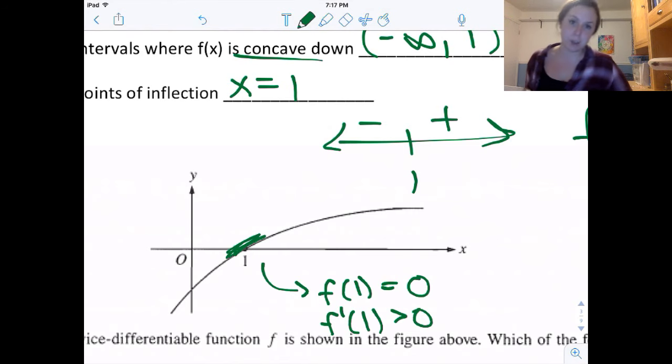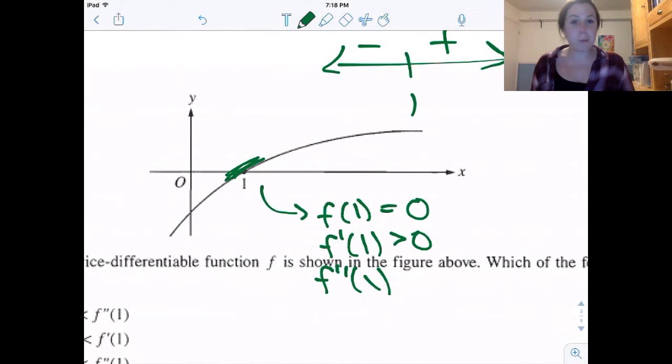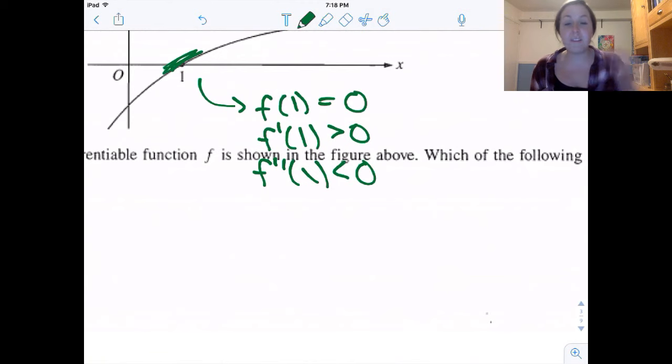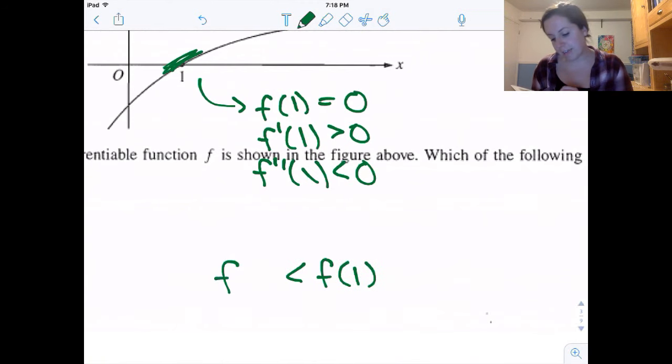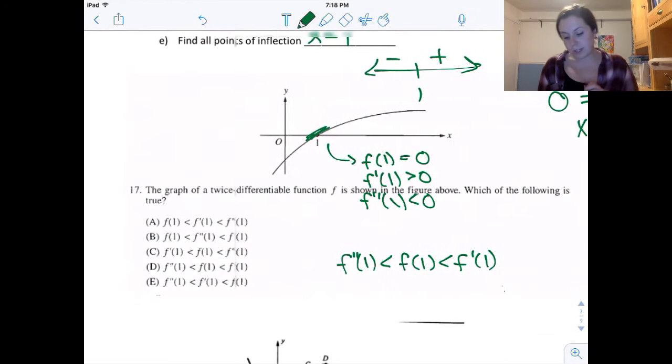Now let's think about our second derivative, f double prime at 1. The second derivative will tell you about the concavity of f. And this is concave down, which tells me that it is negative. So if I put these in order, f of 1 should be in the middle. That's greater than f double prime, and that's less than f prime, because one's positive, one's negative, and one is 0. So this is D.